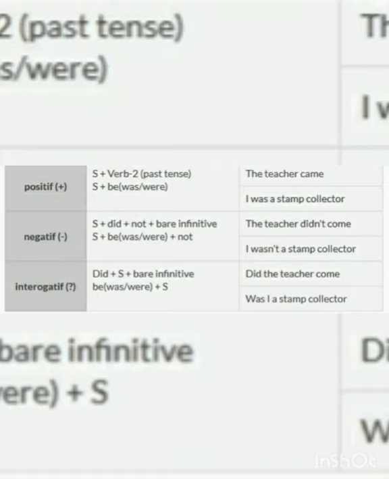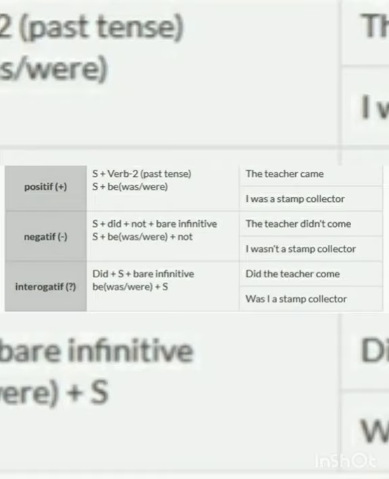So to frame the same sentence into an interrogative form, first comes the do form of helping verb, that is did, since we are framing the sentence in simple past tense. First comes did and then comes the subject and then comes the infinitive. See here, did the teacher come? Here you should put a question mark. First comes did and then comes the teacher, that is the subject. And if you want to use helping verbs, first comes the helping verb and then comes the subject. So first comes was. Was I a stamp collector? Along with the question mark. This is about simple past tense.